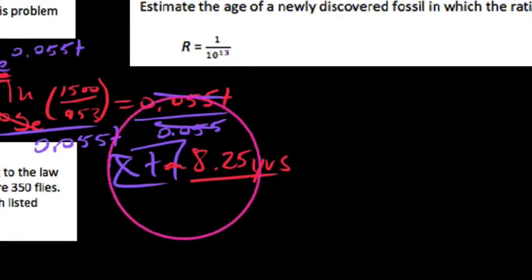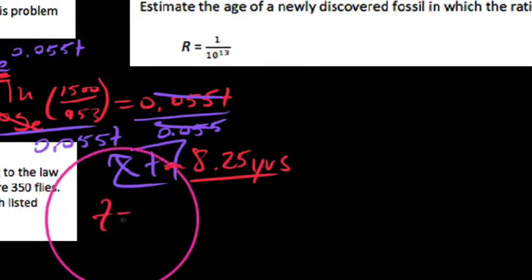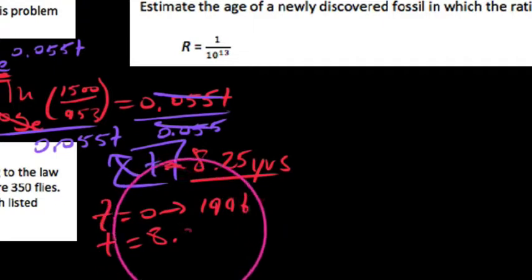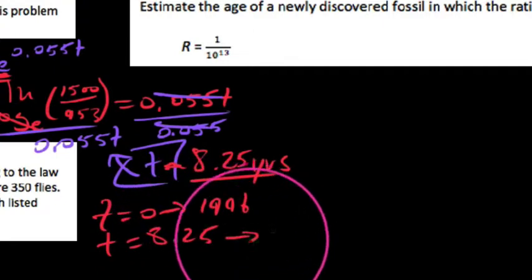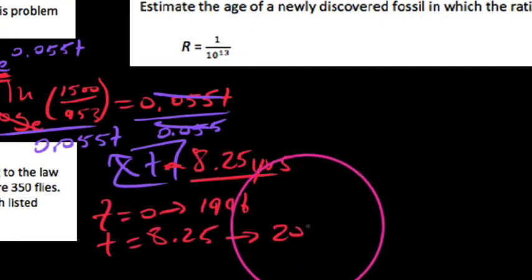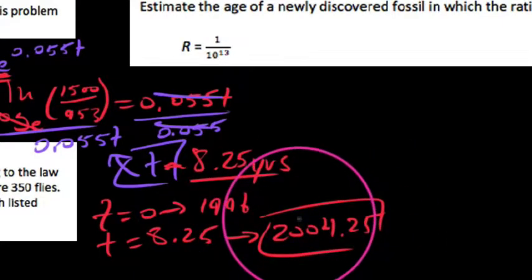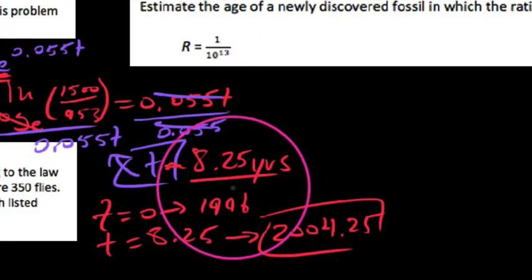But to answer the question, it says in which year? Well, keeping in mind that t equals 0 is 1996, then t equals 8.25 is 8.25 years later, that would be 2004 and a fourth of the way through the year. Okay, so January, February, March. You'd be in March-ish.